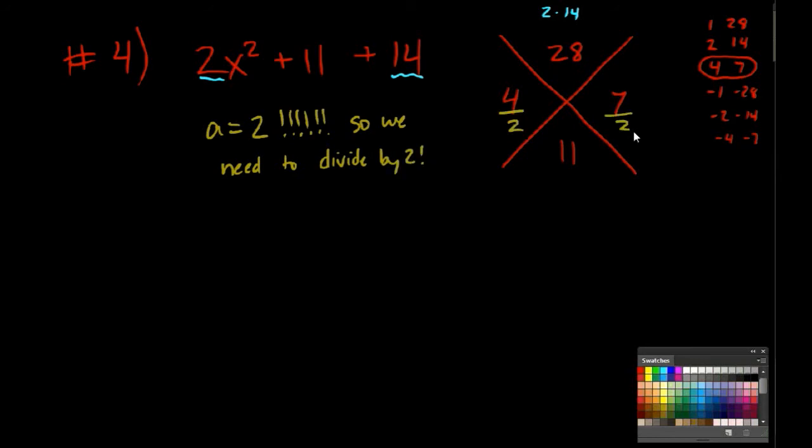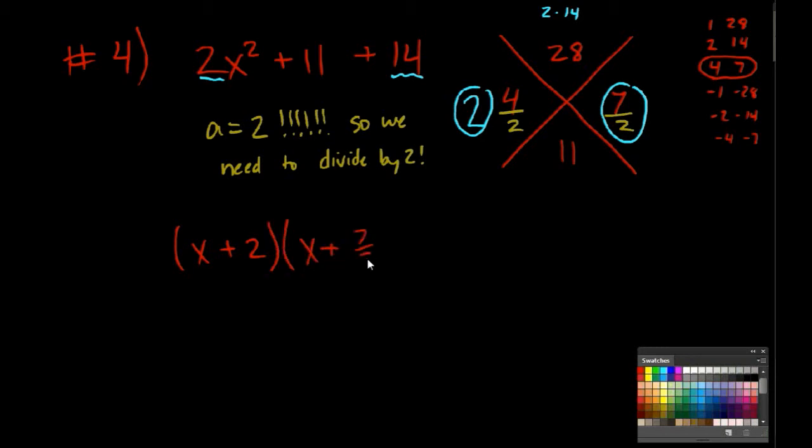Okay? And then simplify, so the left is going to be 2, and then 7 divided by 2, we just have to leave it. There's no whole number that comes out of that. Our factors will then be x plus 2 times x plus 7 halves.